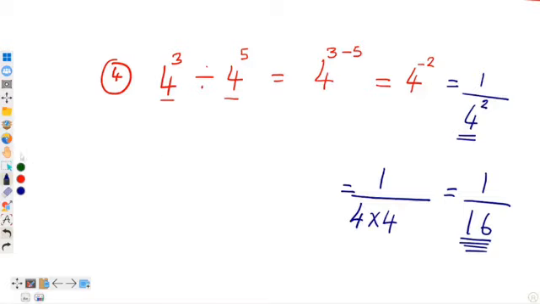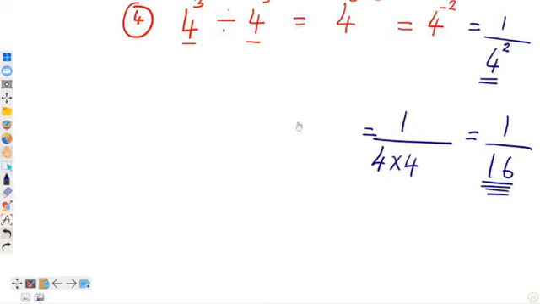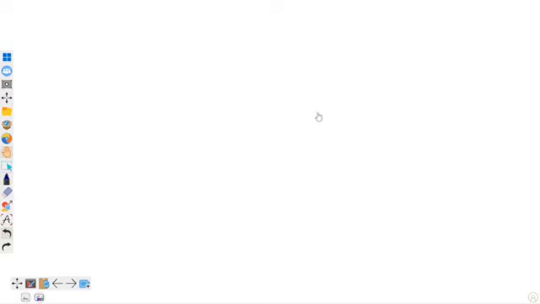We now move on to our fourth law. This was our third law. So we now come to our fourth law. So law number 4.